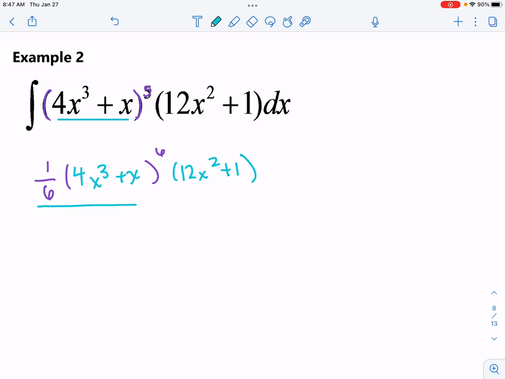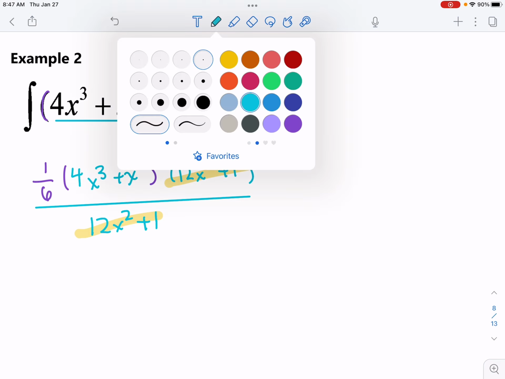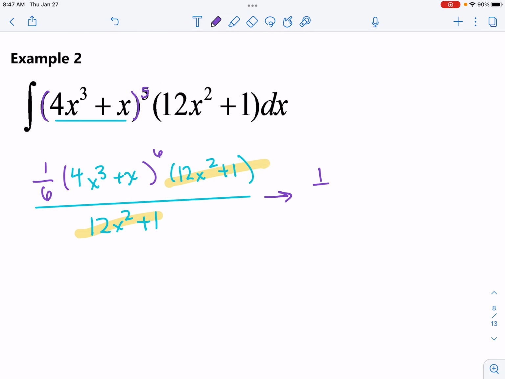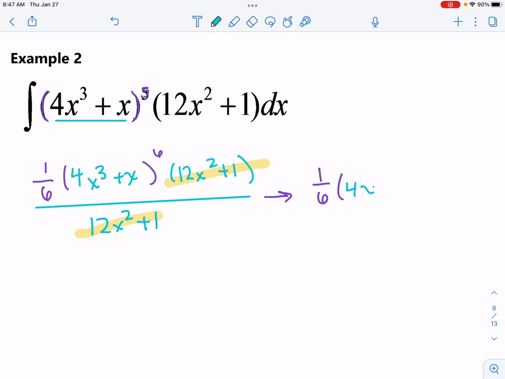Step 2, divide by the derivative of the inside function. Well, the derivative of the inside function is 12x squared plus 1, right? And so we need to make sure that we can cancel that factor of 12x squared plus 1, which we sure can. So final answer, 1/6 times the quantity 4x cubed plus x, all to the 6th power, plus C.